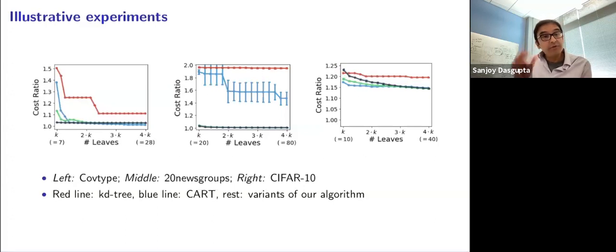But if you grow the tree a little more, that's if you have 10 clusters, if you grow the tree until 20 clusters, it drops some more. And if you grow it until 40, it drops down to 1.15.